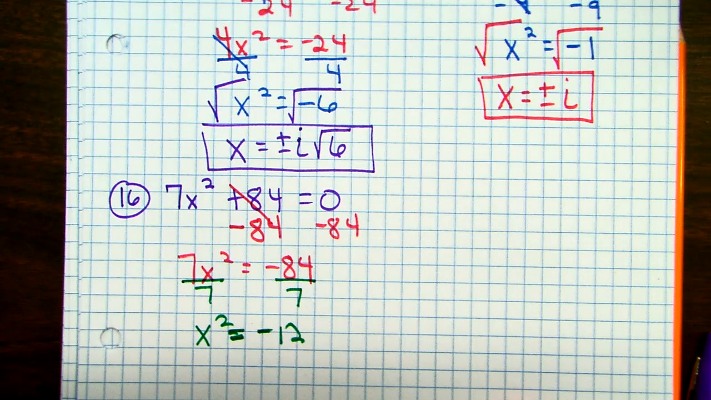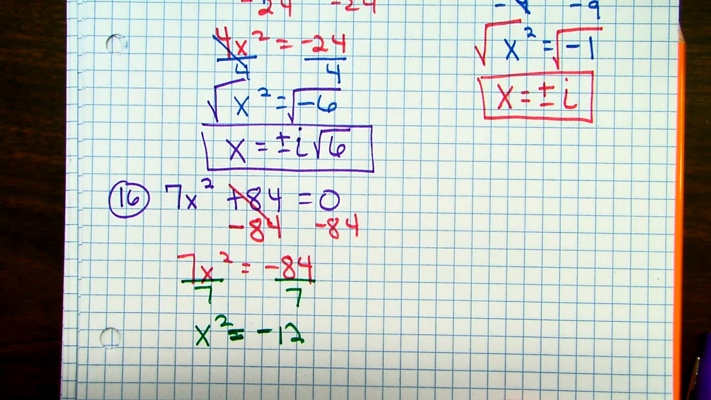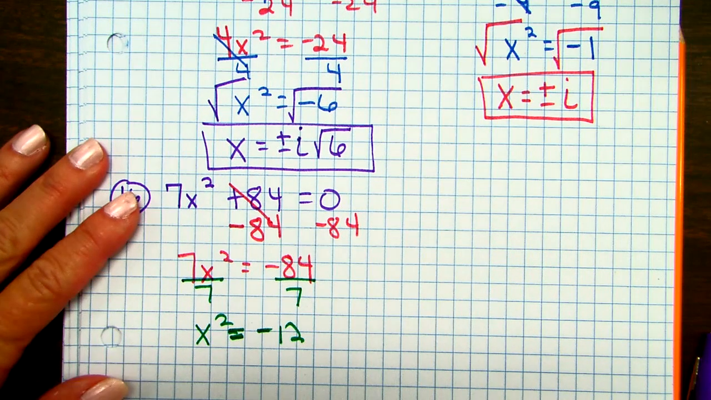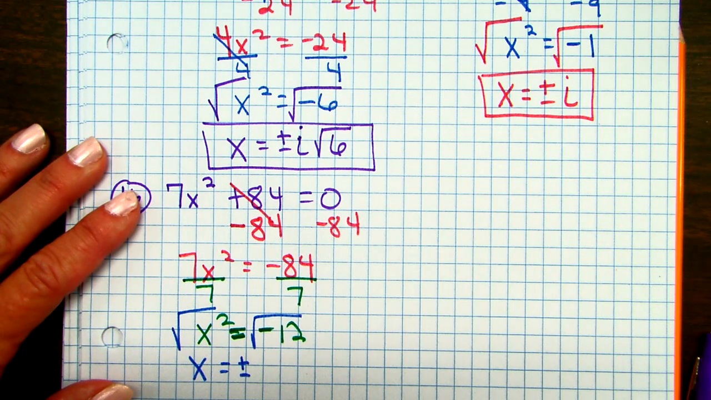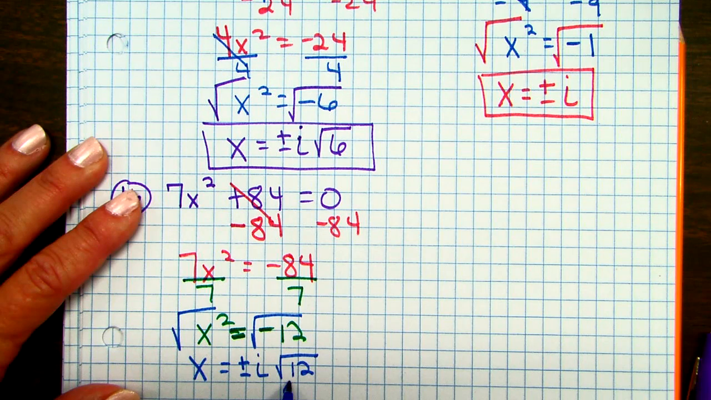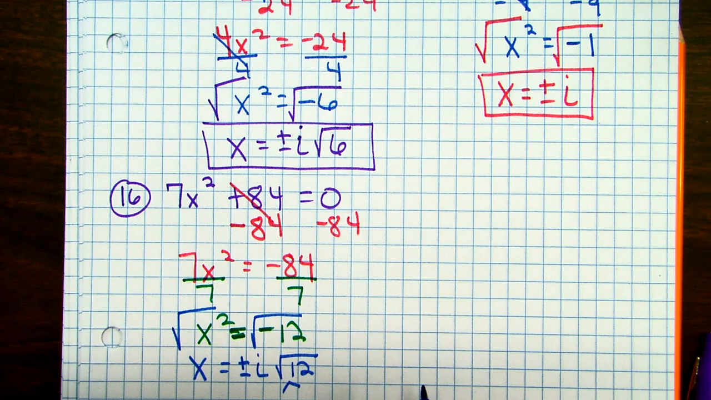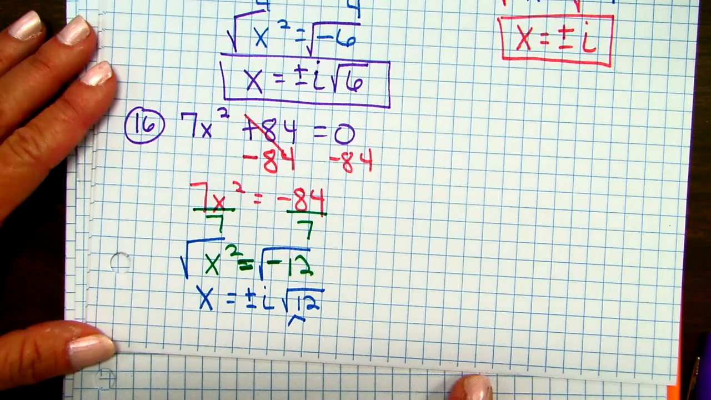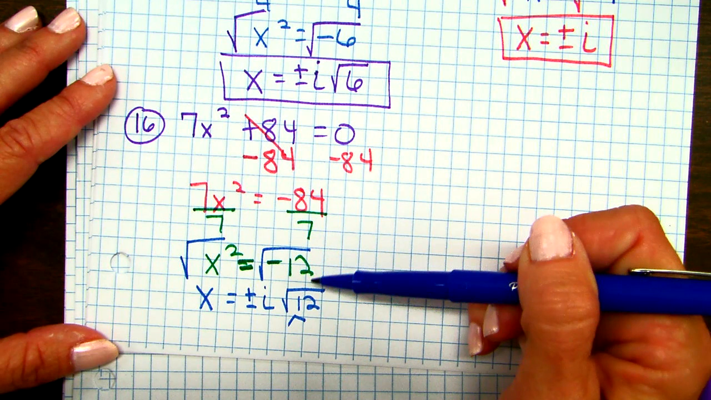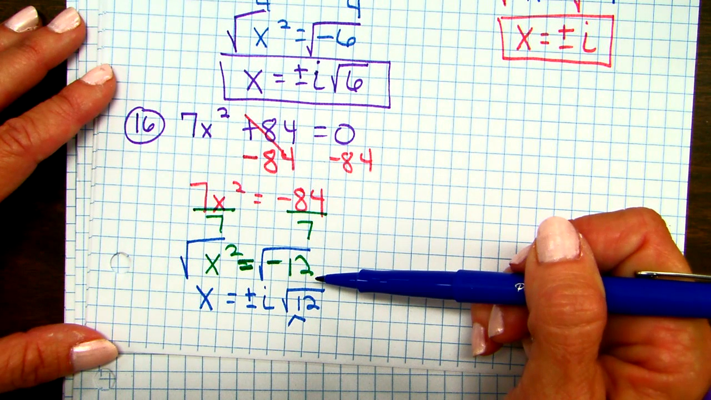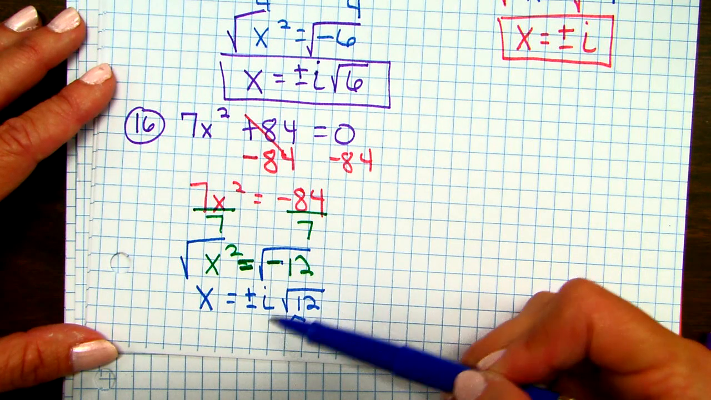I'm going to make sure that I can get to this step first. So negative 84 divided by 7, I got negative 12. Square root both sides, I have my plus or minus, and I immediately took that negative out.